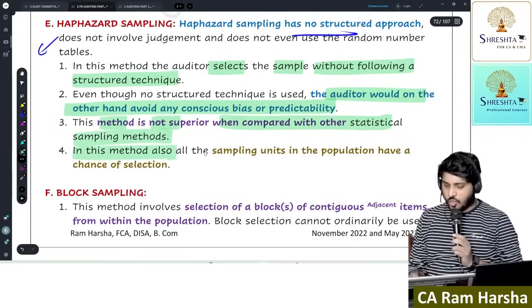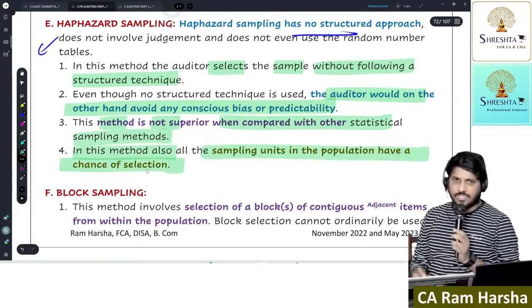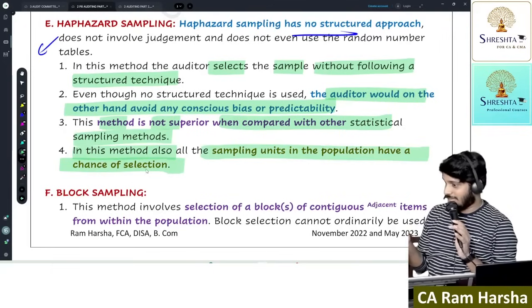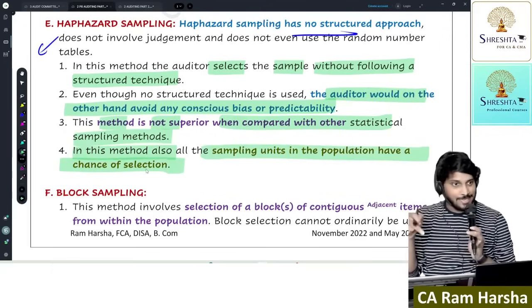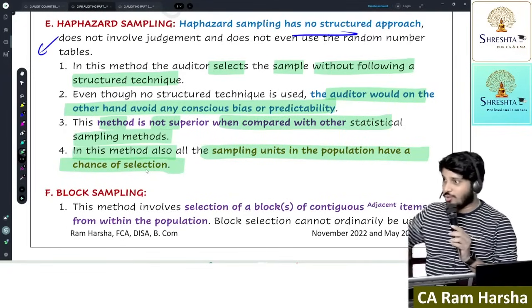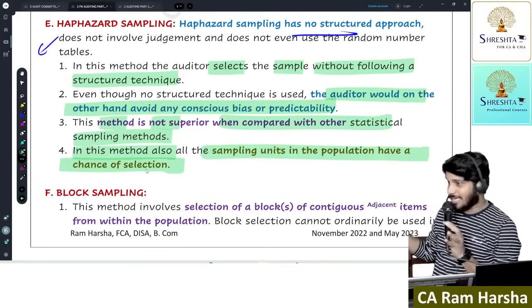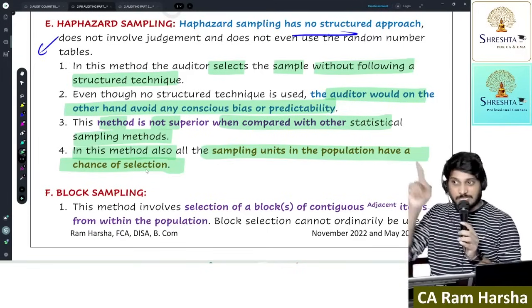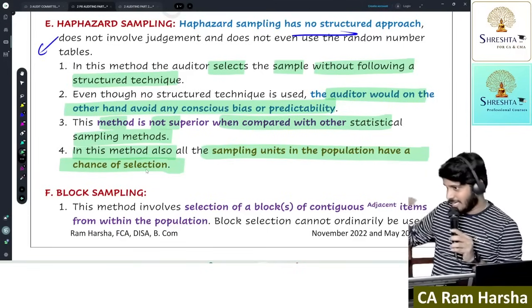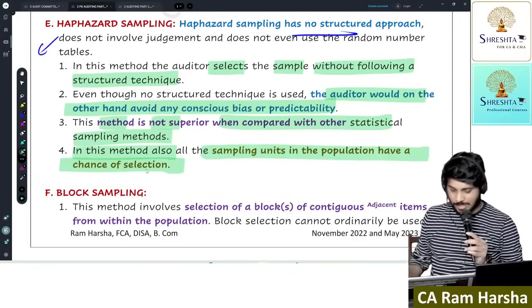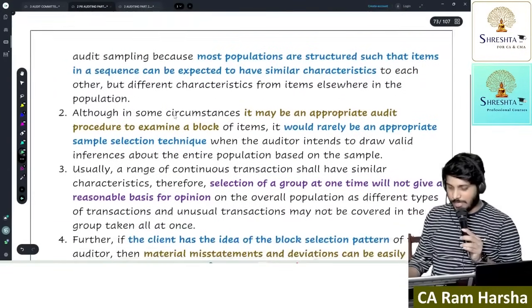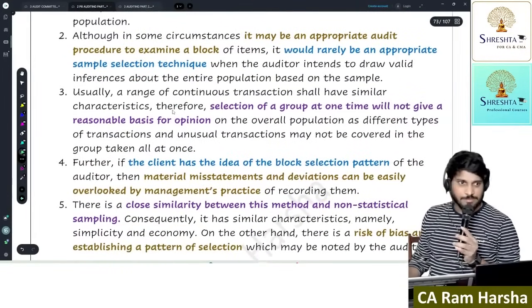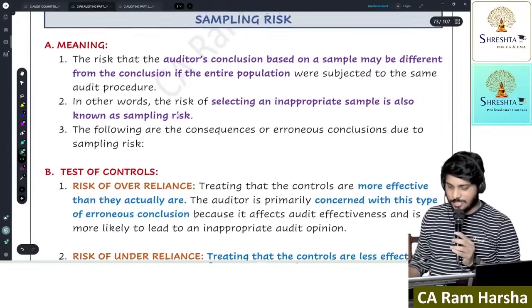In this method also, every sampling unit will have a chance of selection, but it may not be equal, because I am selecting manually. So how do I know how to run it correctly and equally? I can't. But if it is given to a computer, it naturally selects equally. Able to understand? That's it. Then we have block sampling. Block sampling, I hope you'll read and understand. Getting it? This is an easy method.